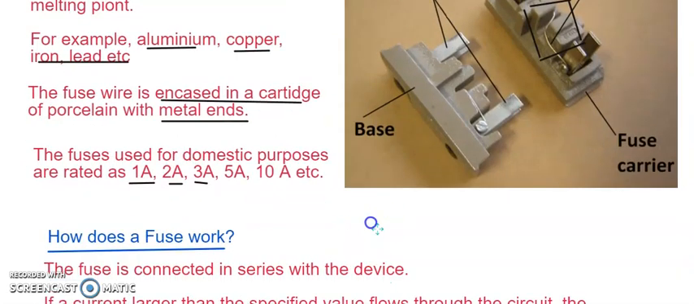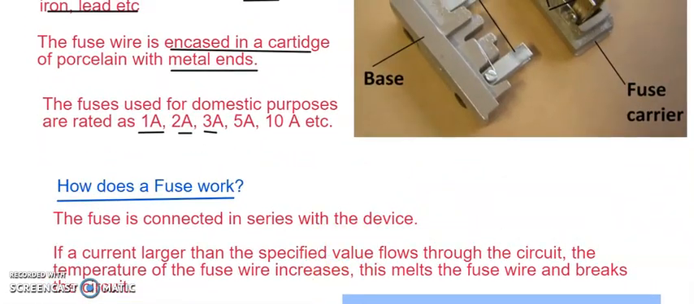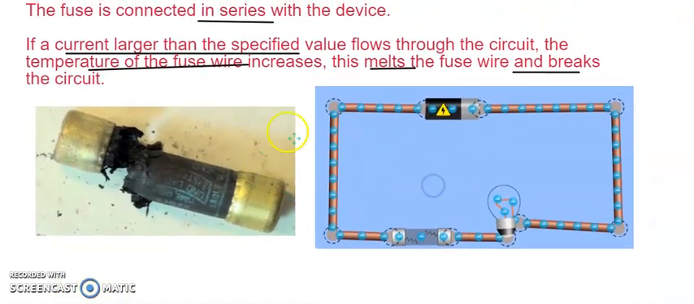So how does this work? Okay, a fuse is always connected in series. Why? Because we know that in a series connection, the same amount of current flows through the circuit. If a larger amount of current flows through it, then what happens? The temperature of the fuse wire will increase, and the wire will melt and break the circuit. In 2 minutes, I'm going to show you what happens with the fuse which I've connected, when the current flows through it.